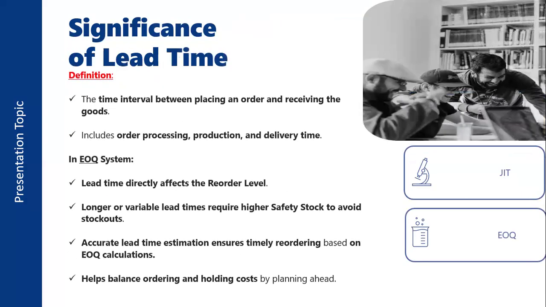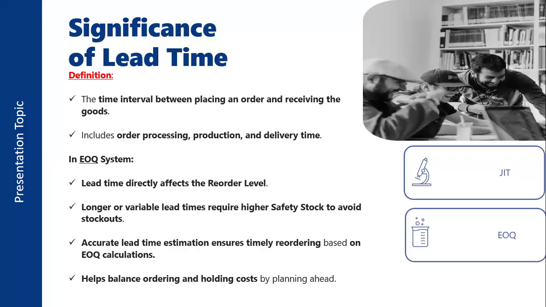Our next point of consideration, from materials management to EOQ and JIT, will be lead time. Definition-wise, it goes like this: the time interval between placing an order and receiving the goods. As simple as that, it is known as lead time. It includes processing of the order, production, and delivery time all in one streamline.